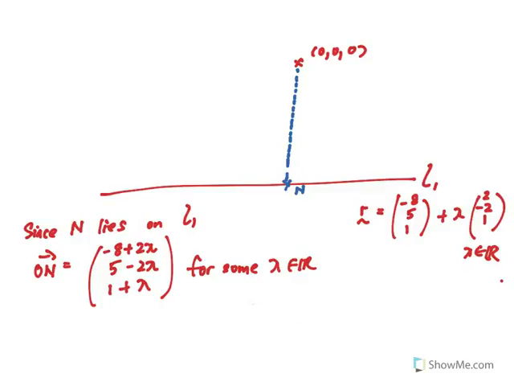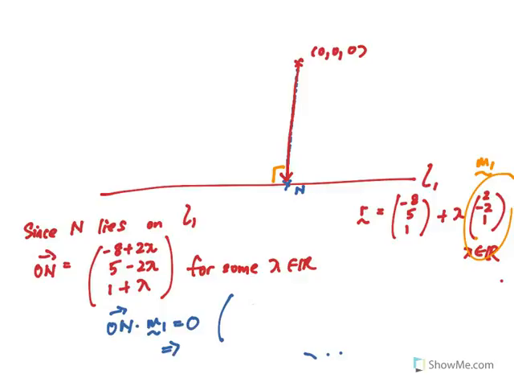Then from here, we have this ON, which comes from the origin. ON dot product with the direction vector of line 1, which is M1, because they're perpendicular, should give us 0. So that means we take ON dot product with M1, and it should give us 0.